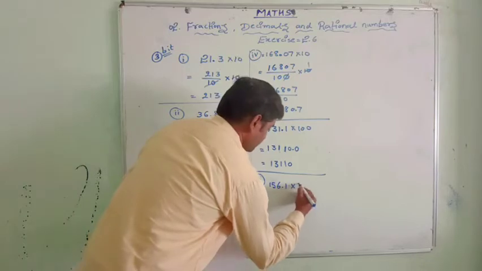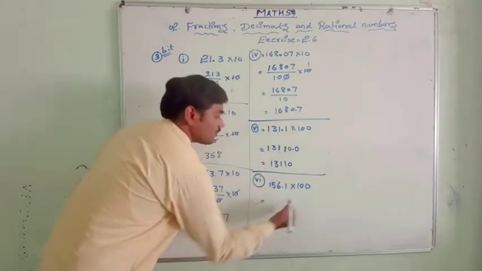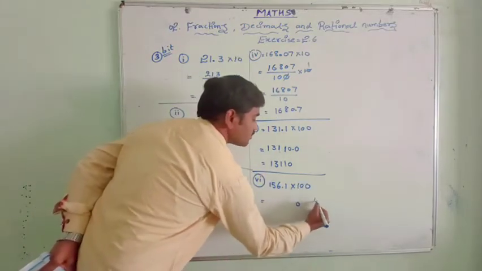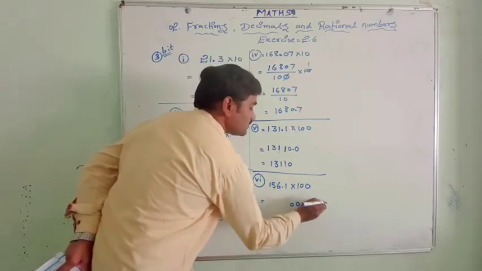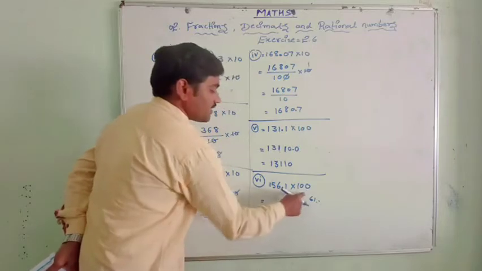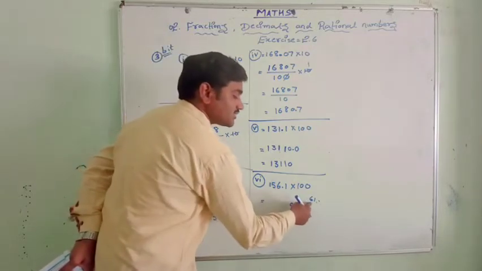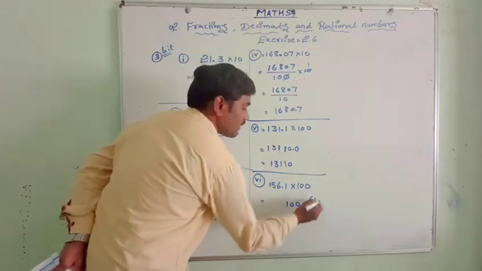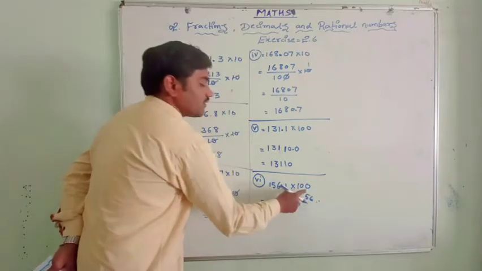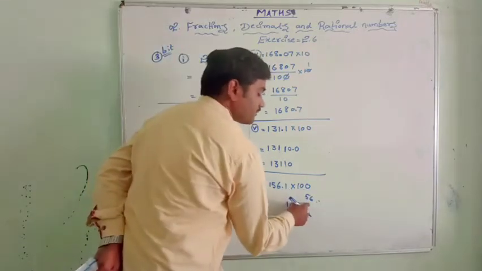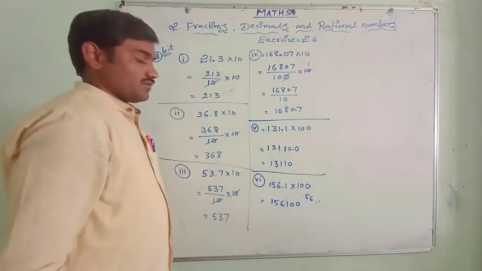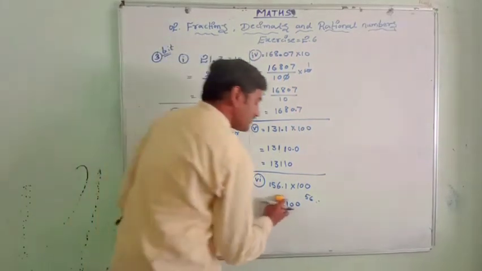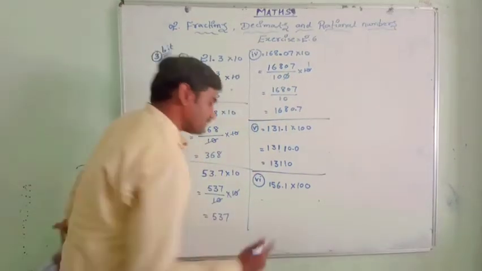156.1 into 100. So 100 ones are 100, that means 0, 10 carry. 100 sixes are 600, plus 10 is 610, that means 0, 61 is carry. 100 fives are 500, 500 plus 61 is 561. So 156 carry. 100 ones are 100 plus 56, 156. Okay. If you are feeling it difficult to multiply by 100, I will tell you how to do it.